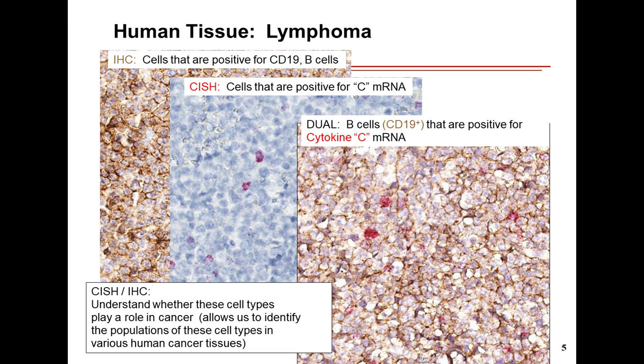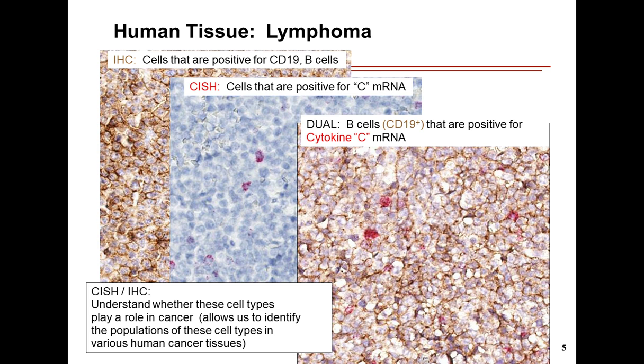So we used the human tissue lymphoma as our positive control, and for our method development for the IHC and CISH dual assay. First, the single-plex IHC that you see here showed nice and expected membranous staining of the B cell population in the lymphoma tissue. Lymphoma is filled with B cells, so that's why we use this as a positive control. Then the single-plex CISH showed the cells that were positive for the mRNA of cytokine C.